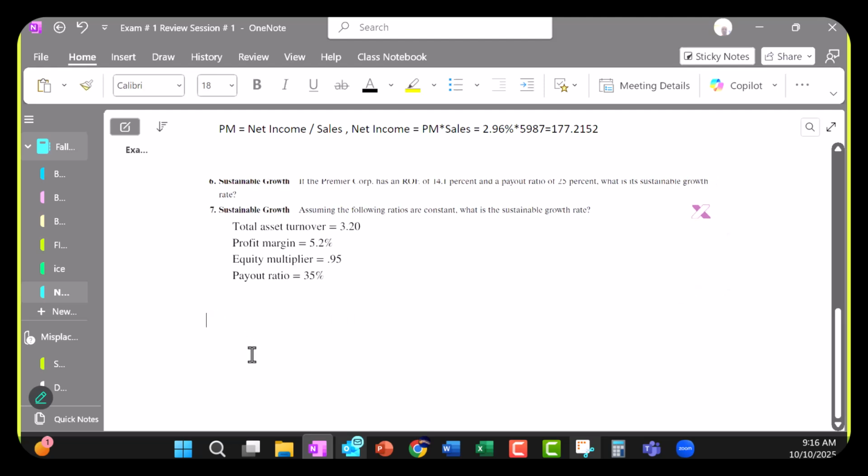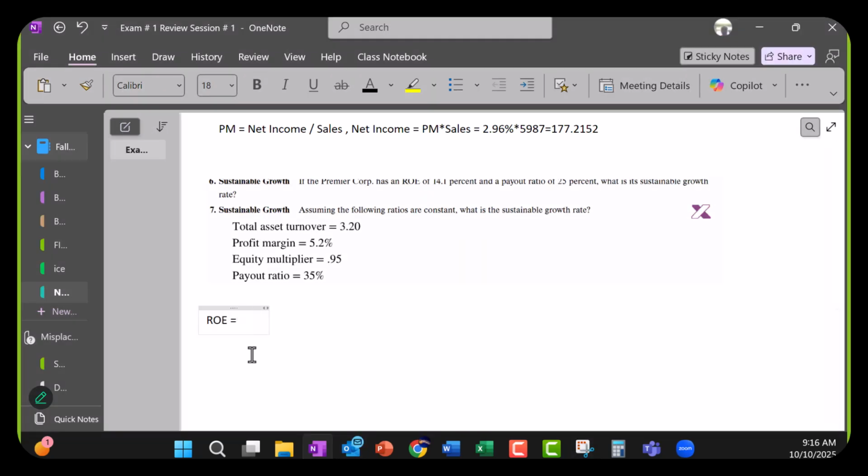Let's handle the first one. We have an ROE of 14.1%. Payout ratio is 25%. And we're looking for the sustainable growth rate.